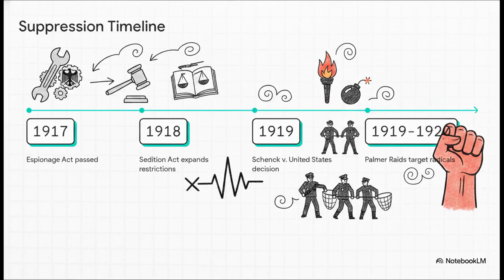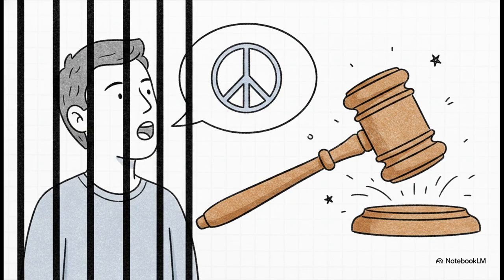The Espionage and Sedition Acts effectively criminalized anti-war speech. And this wartime paranoia didn't just magically disappear when the fighting stopped. It transitioned directly into the post-war Red Scare and the Palmer Raids, where the government actively hunted down suspected radicals and anarchists. Take socialist leader Eugene V.